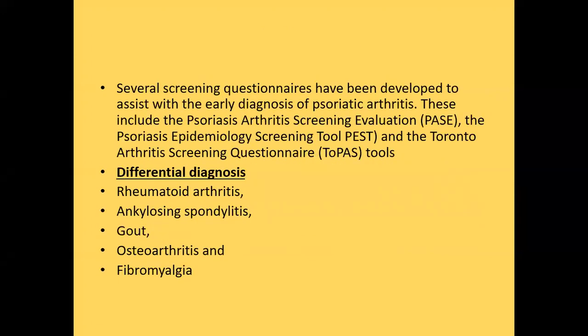There are several screening questionnaires developed to assist the early diagnosis of psoriatic arthritis. These include the Psoriatic Arthritis Screening Evaluation, the Psoriasis Epidemiological Screening Tool, and the Toronto Arthritis Screening Questionnaire. The differential diagnosis of psoriatic arthritis includes rheumatoid arthritis, ankylosing spondylitis, gout, osteoarthritis, and fibromyalgia.